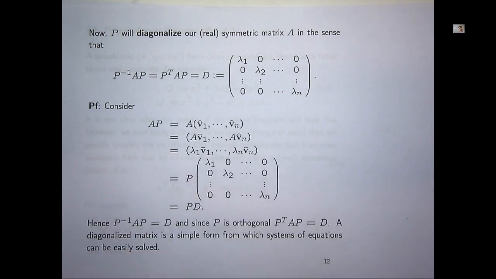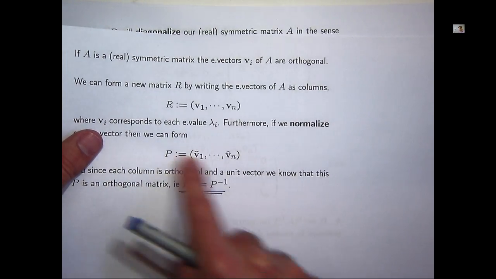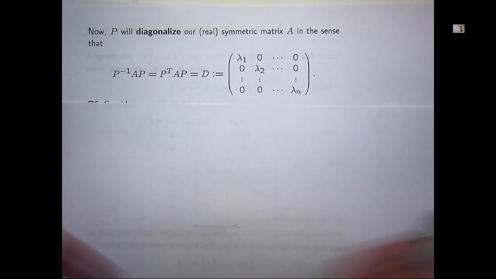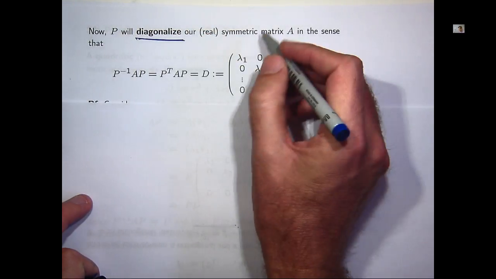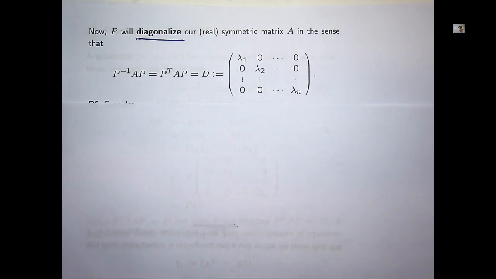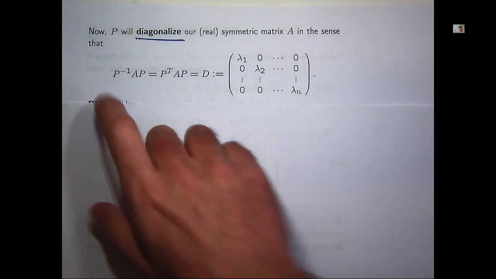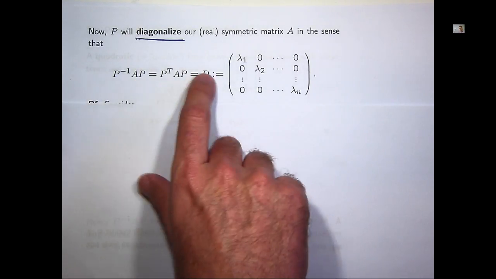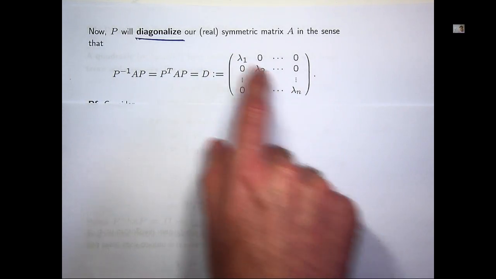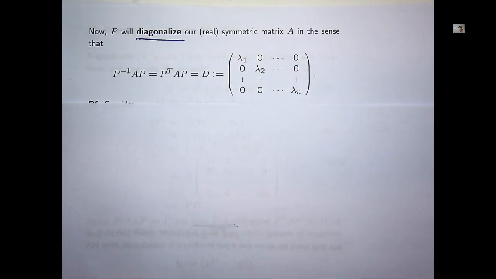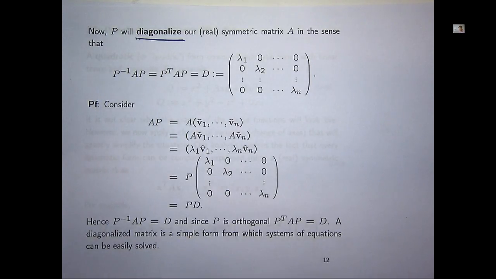Now, this matrix P, based on this special form here, will diagonalize any real symmetric matrix A. What do I mean when I say diagonalize? I mean the following: P inverse AP equals a diagonal matrix with the eigenvalues down the main diagonal. Okay? So I've put in a little bit of a proof there, just to verify it and show you.